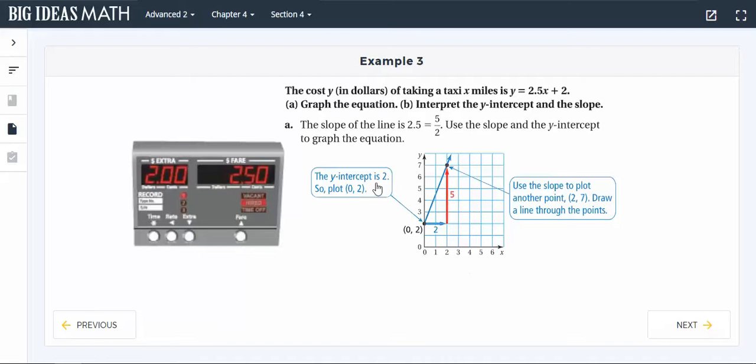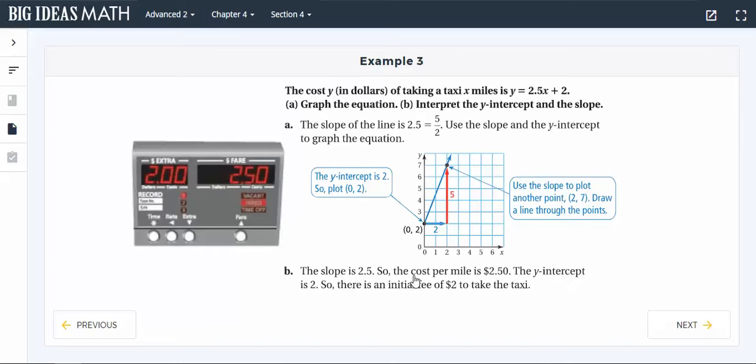So if the miles are going this way and the dollars are going this way, we find that when we plug in 0 for x we get 2, so that's why we have 2 there. And then you can go with the slope of 2.5. 2.5 is like 5 halves, right? So I go over 2 and up 5.